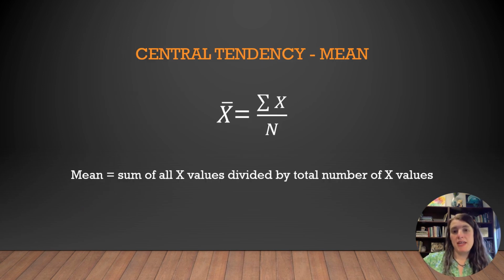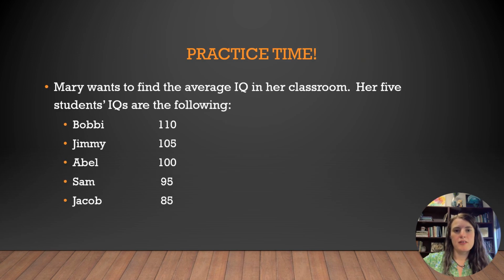So let's start with the mean. It's the most complicated of the central tendency statistics, but I think you'll get the hang of it easily. The formula for the mean looks like this. It means the sum of all x values divided by the total number of x values. Let's do a practice problem to illustrate.